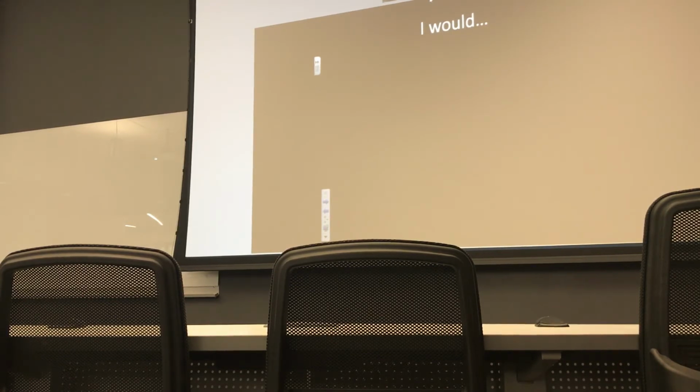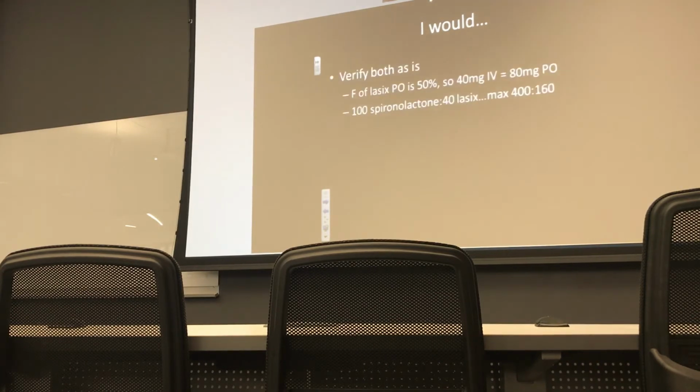So is 80 milligrams PO the equivalent dose of 40 IV, or are you actually changing the dose that was originally ordered? I think the ratio is 1 to 2, so I think it's the same. Okay, so the ratio is actually the same, right? So you could easily give 40 milligrams of Lasix IV. I think it's also a great idea to do an IV to PO conversion, so you could give it PO.